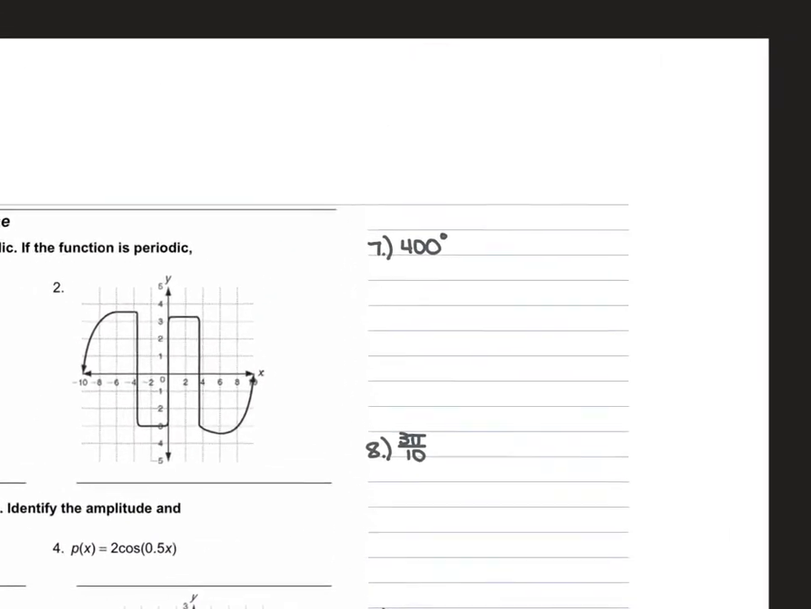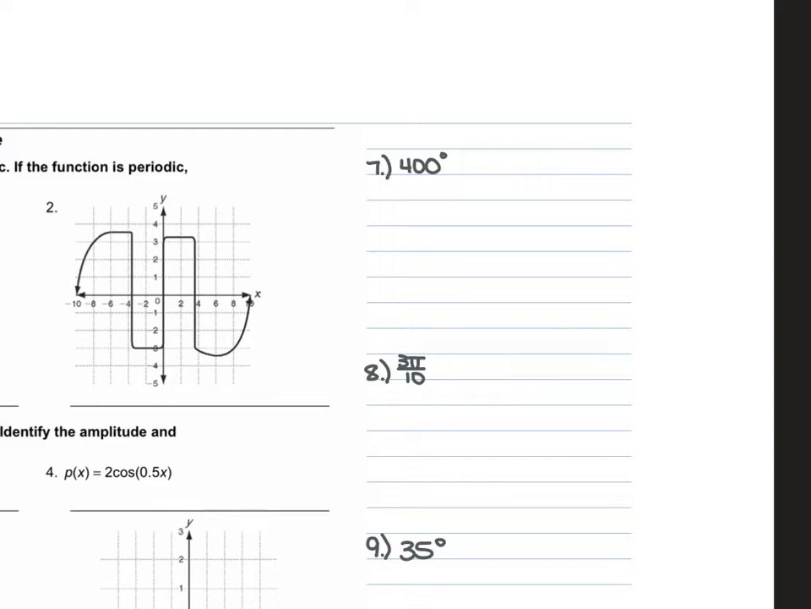For number 7, we're given 400 degrees. So we're going to multiply this by pi over 180. So the zeros can simplify. The 40 becomes 20. The 18 becomes 9. So this is 20 pi over 9.